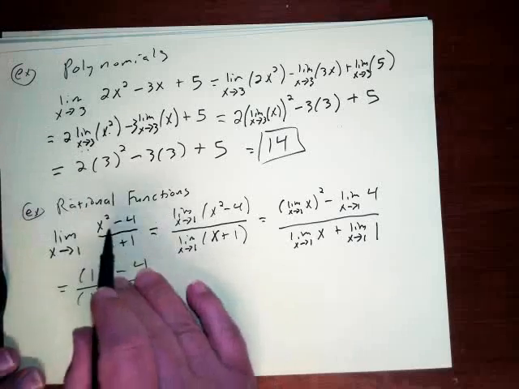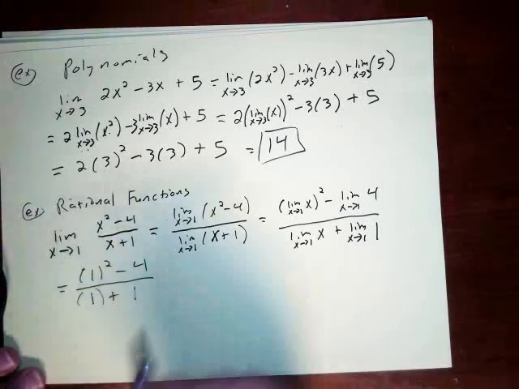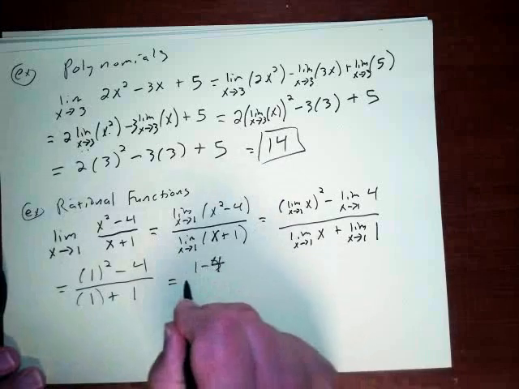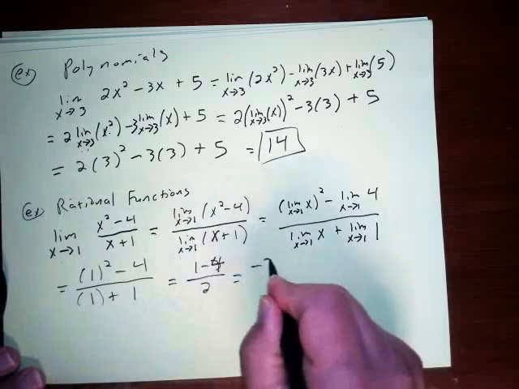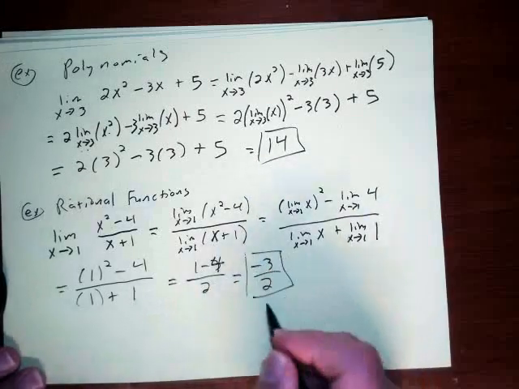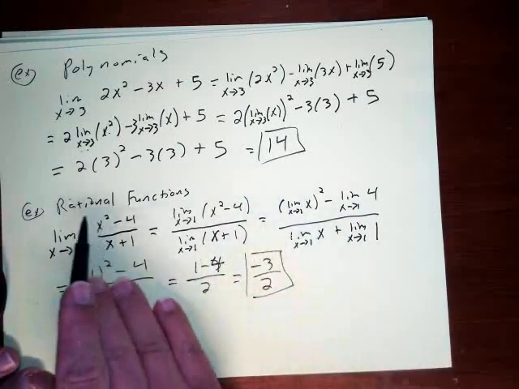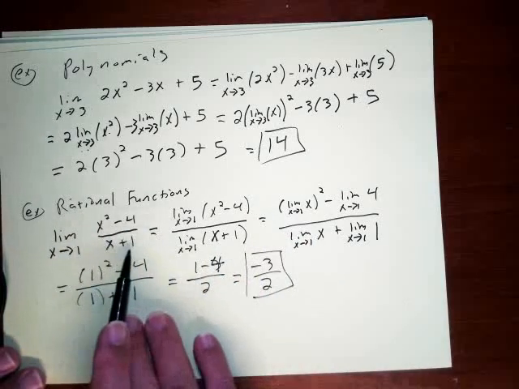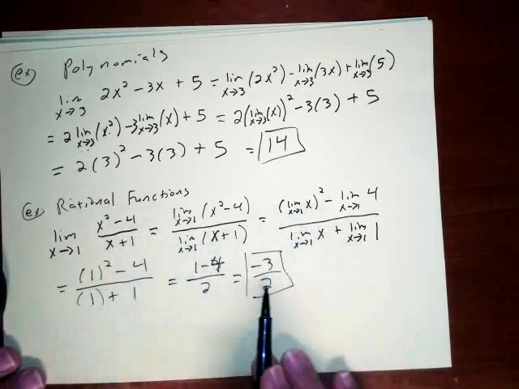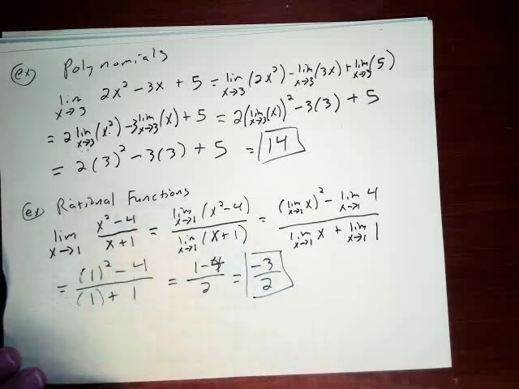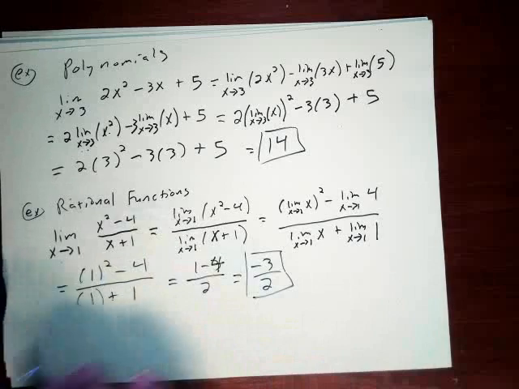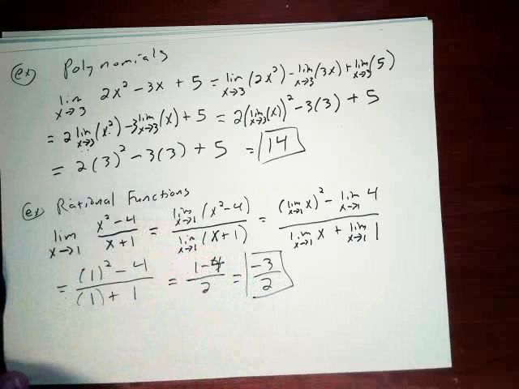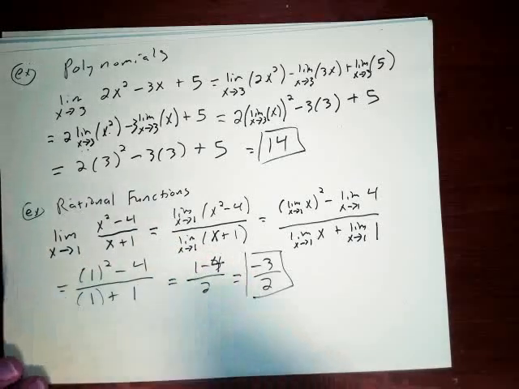Okay, so really it amounts to just plugging this into the rational function, right? So 1 minus 4 divided by 2, so negative 3/2 would be the limit. Okay, and so again, if the limit doesn't make the denominator equal to 0, then you can do any rational function as well by just plugging in the number. And by rational function, I mean one polynomial divided by another. Okay?